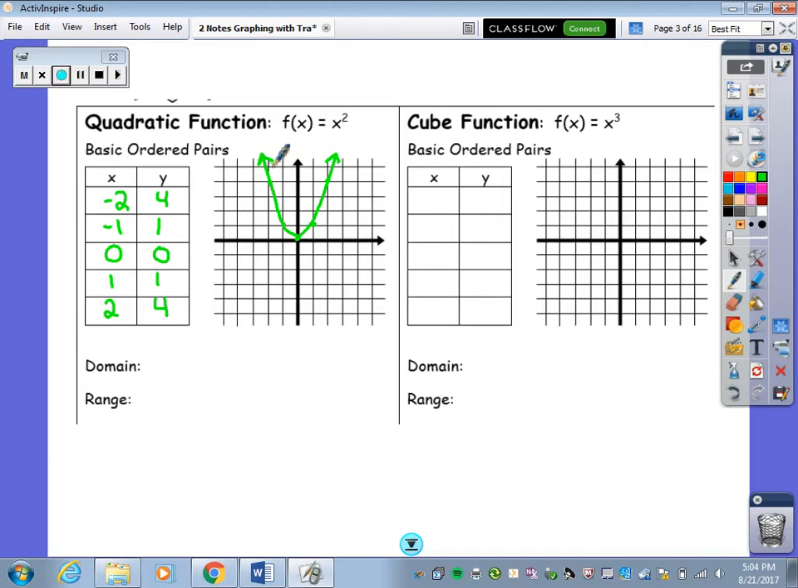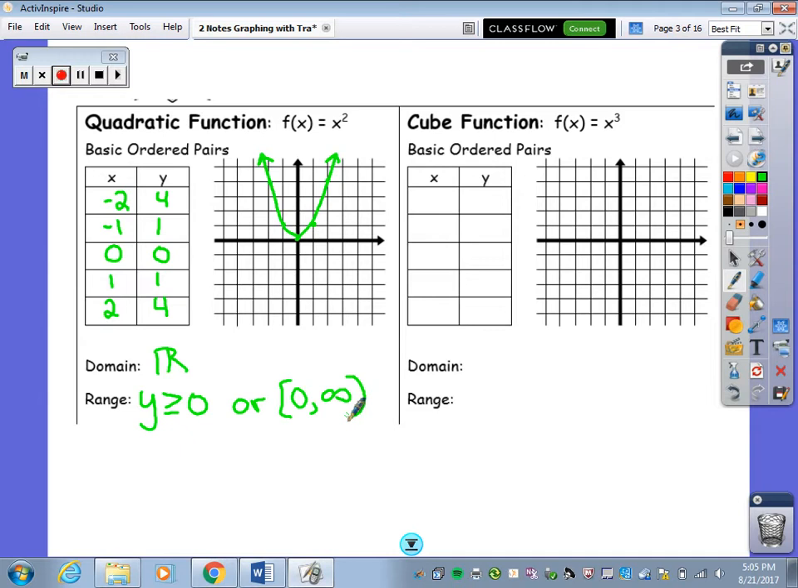So the domain is all the possible x values that this function touches. It can touch any x value from the right and the left, so that means the domain is all real numbers. The range is all the possible y values. We only see y values up here. It's not possible to have any y values down here. So our range is going to be y is greater than or equal to 0. Or another way you could have written this is like this.